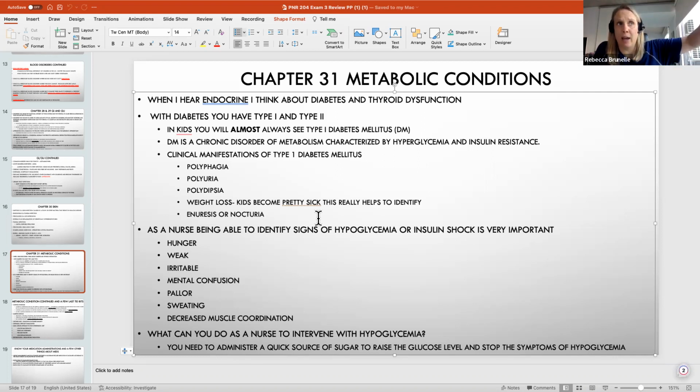So when they have diabetes and they don't have enough insulin, then they have hyperglycemia, but it's also true that they could get too much insulin and then they would end up with hypoglycemia. So you need to make sure that parents know that both are possible when you have a diabetic child. So the parents also need to remember the signs of hypoglycemia, and they're here: weak, irritable, mental confusion, sweating.